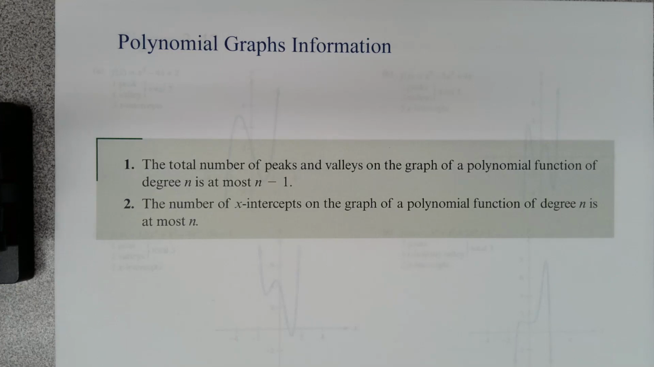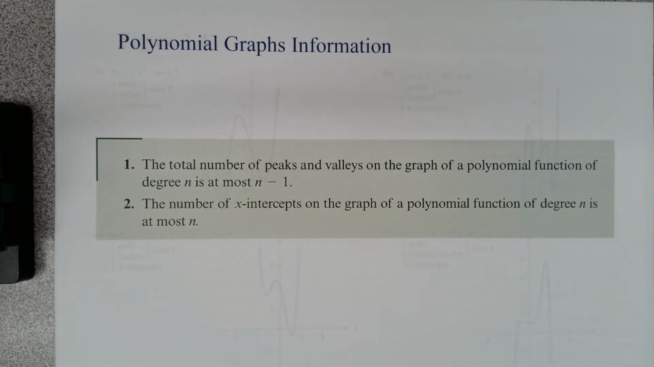Here's the theorem that tells us about the wiggles in our graph. The total number of peaks and valleys on the graph of a polynomial function of degree n is at most n minus 1. When you think about peaks and valleys, those are your maxes and your mins, or kind of your mountaintops and your valleys.